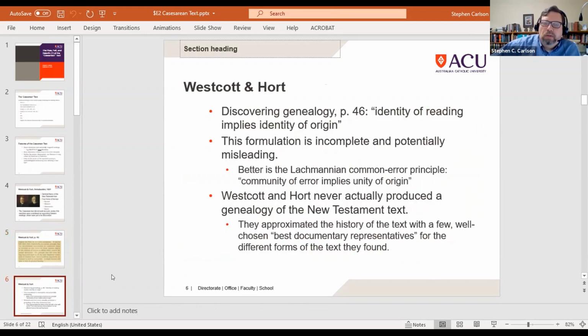So they argue, on page 46, they give a little maxim for how genealogy of manuscripts is discovered, and they say identity of reading implies identity of origin. I think this formulation is incomplete and potentially misleading, and they don't actually apply it that way, although other people were misled by that. It's really that a community of error implies a unity of origin, which is the Lachmann common error principle that's used in classical textual criticism.